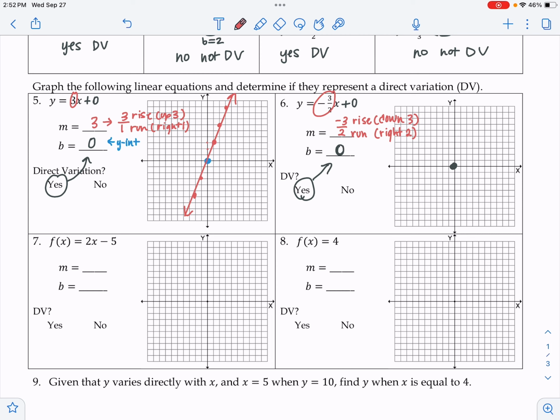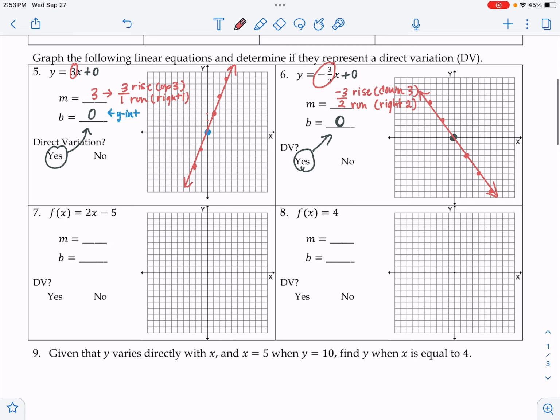And so if I go down 3, right 2, down 3, right 2, down 3, right 2, up 3, back 2, that makes my negative slope. Up 3, back 2. And once again, even though it's negative, it's still going through the origin, so it's still direct variation. All right, this next one, it's saying f of x. f of x is the exact same thing as y. So you could replace that with a y. Same with number 8, y equals.